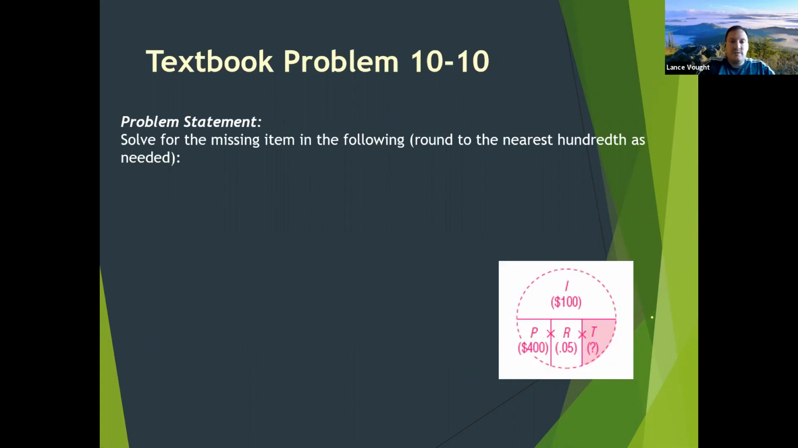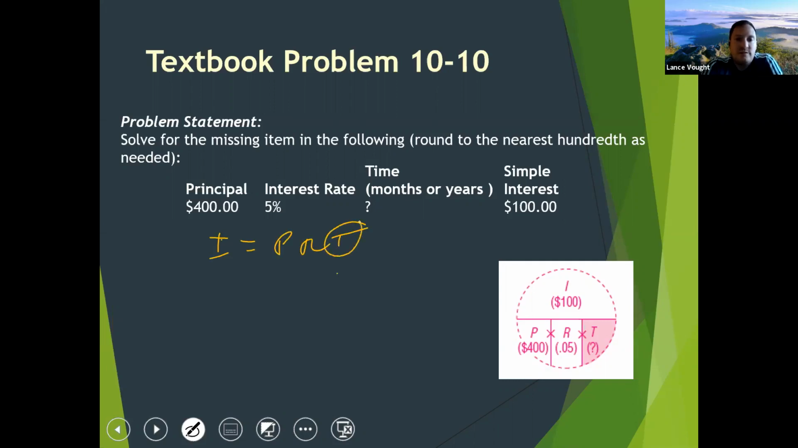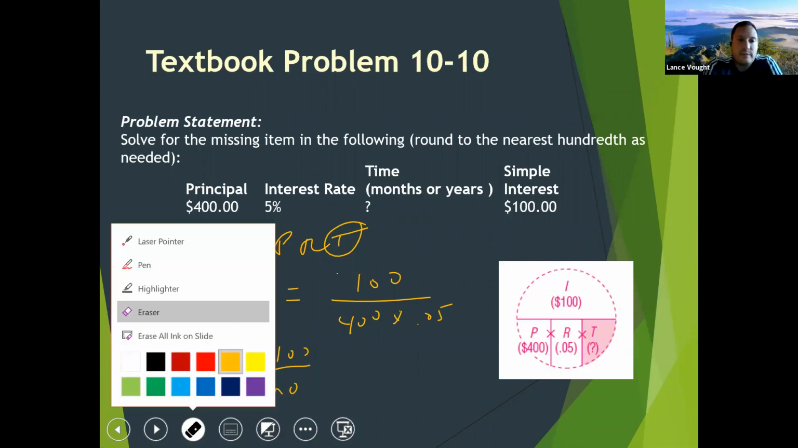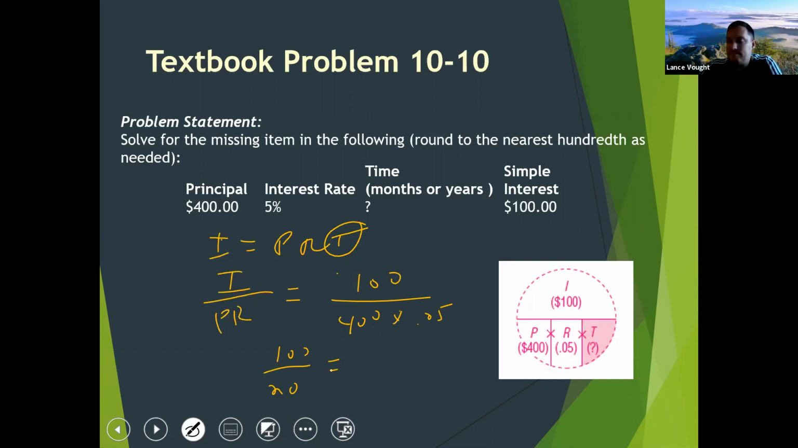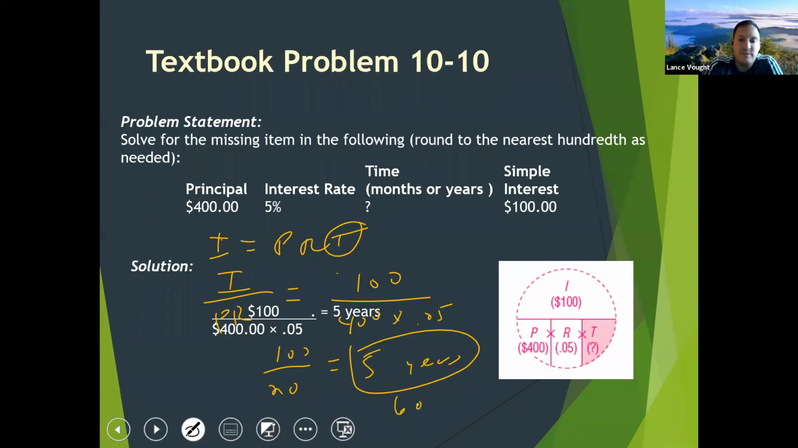So let's solve for the missing item in the following and round to the nearest hundredth. In this case, we're looking for time. If I equals PRT, then to find t we need to divide I over PR. So if I is 100 and P is 400 and the interest rate is 0.05, then we end up with 100 over 20. Oops, my bad. And we get 5 years. And if you wanted it in months, it would be 60 months.